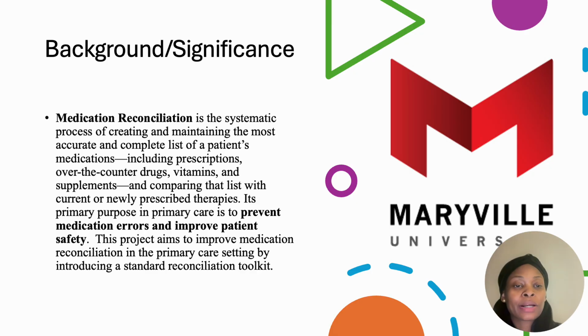So, to give you a background and significance of this: medication reconciliation is a systemic process. This is the definition of creating and maintaining the most accurate and complete list of a patient's medications. These include prescription medications, over-the-counter medicines, vitamins, supplements, and herbs. And it compares the current list that we have to a list that the patient would bring.